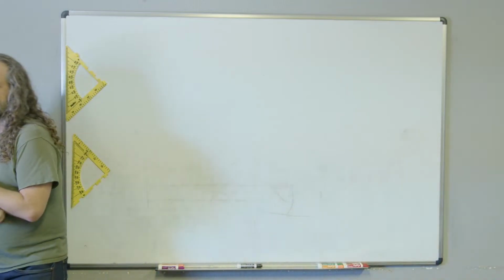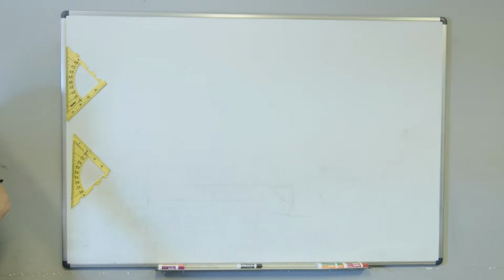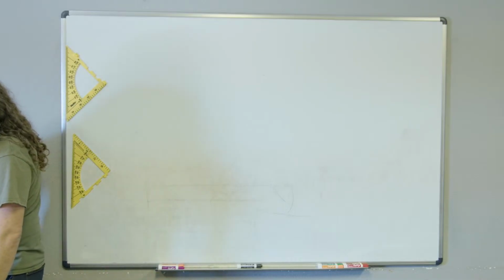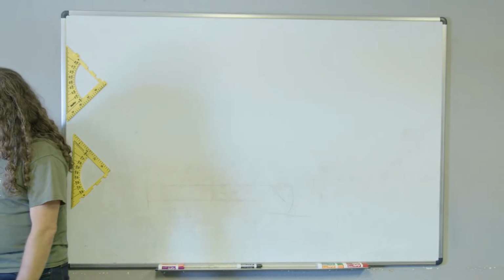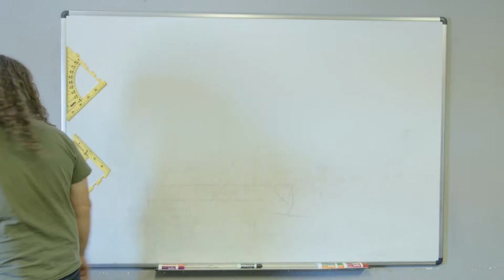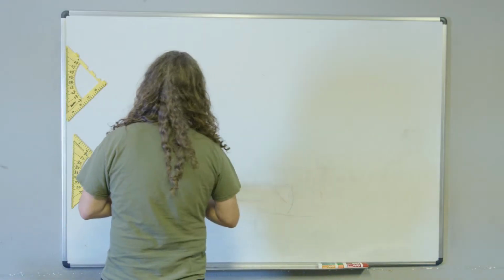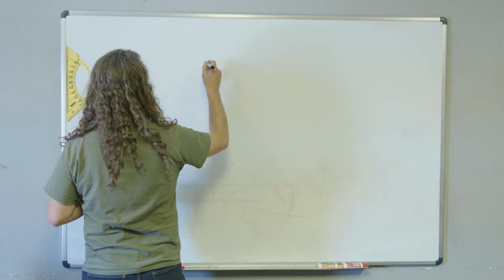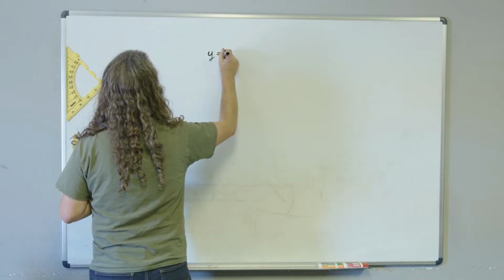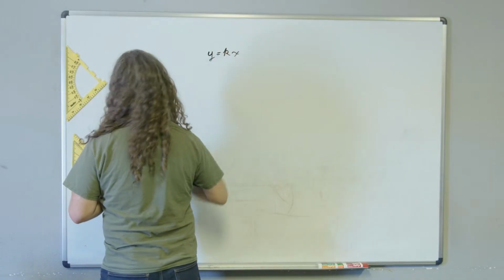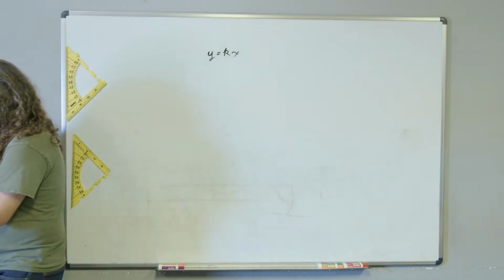Let's do 36. Suppose that y varies directly as x. Write a direct variation equation that relates x and y, then solve. So y equals kx, right?